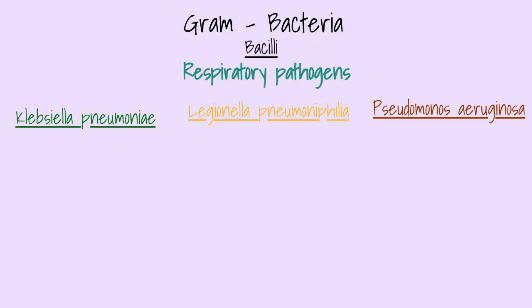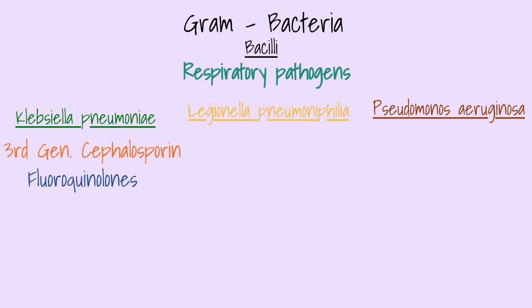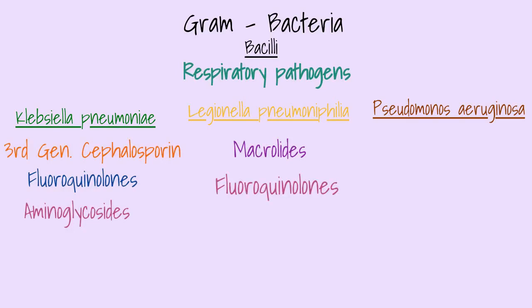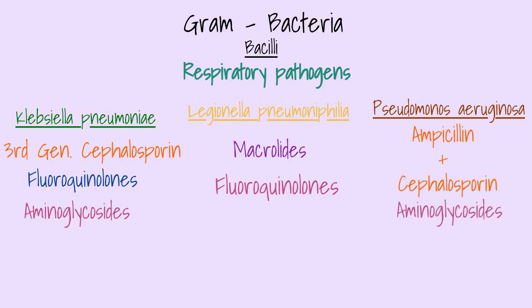Starting with common gram-negative bacilli respiratory pathogens, third-generation cephalosporins, fluoroquinolones, or aminoglycosides are used for Klebsiella pneumoniae, macrolides and fluoroquinolones for Legionella pneumophilia, and a combination of ampicillin and third-generation cephalosporin, aminoglycosides, or fluoroquinolones are used for Pseudomonas aeruginosa.